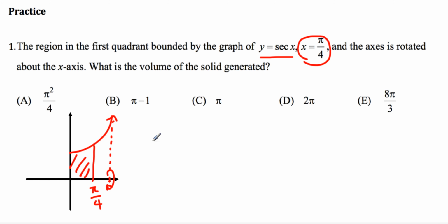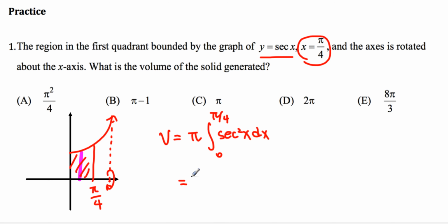So how do you find the volume? What we're going to be doing is this. We will be looking at this one using the disk method. The purple line would have been the radius. Then our volume would have been equal to pi r squared, but r is equal to y value, which is secant square x dx, which goes from 0 through pi over 4.